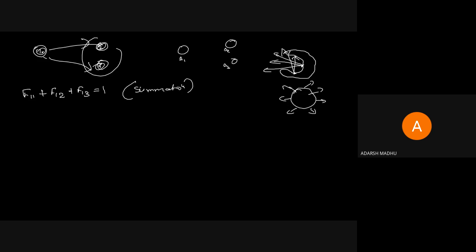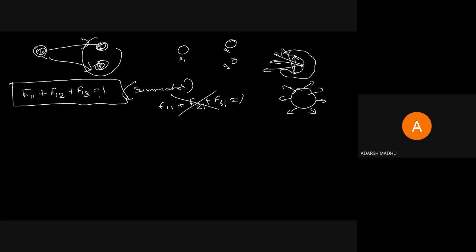We cannot write it like this: F11 plus F21 plus F31 is equal to 1. It is not correct. This is correct: F11 plus F12 plus F13, that is from 1 to that body, from 1 to the second body, from 1 to the third body, equal to 1. This is a very important equation. It is called the summation rule in the case of radiation.